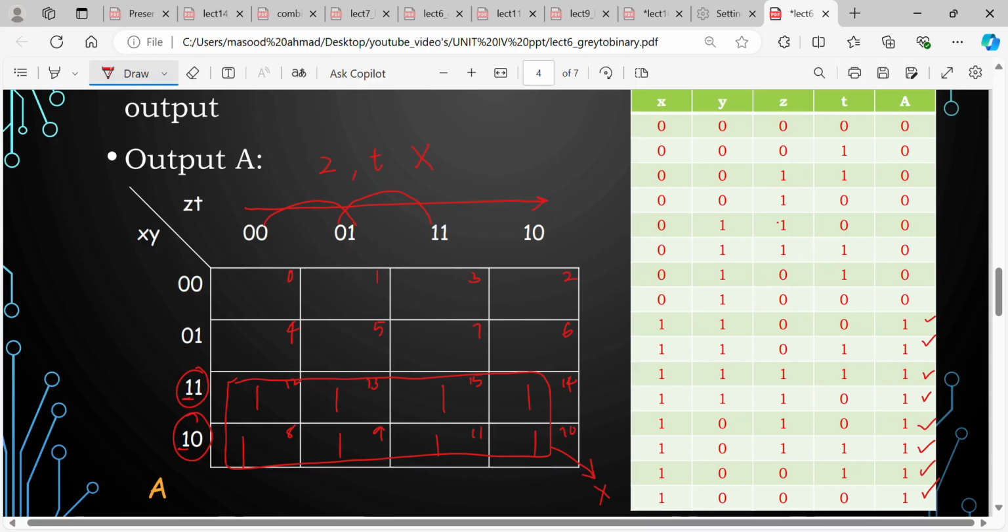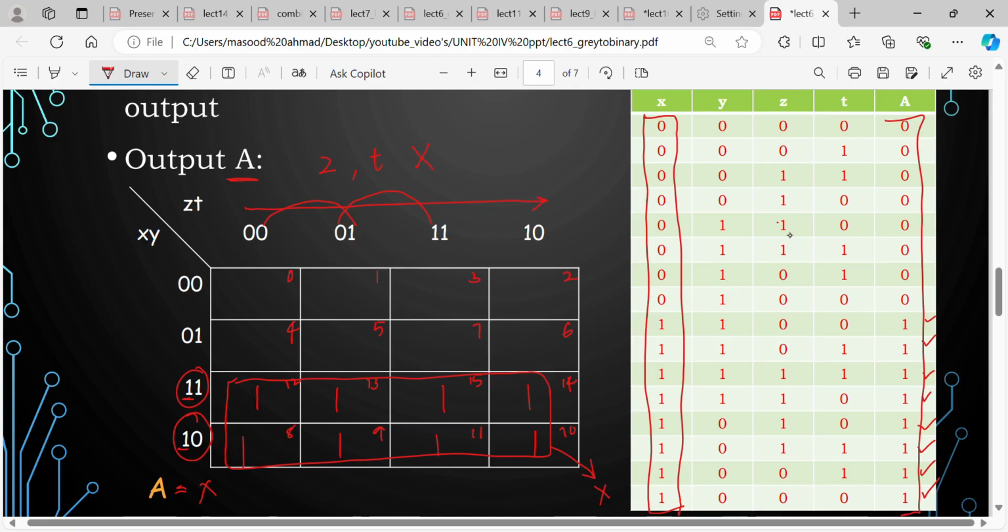So the output is x. The meaning of this expression after solving is that the content of x and the content of A are the same. It's true. So both are the same; from the expression I am getting the same. That means we are going in the right direction.